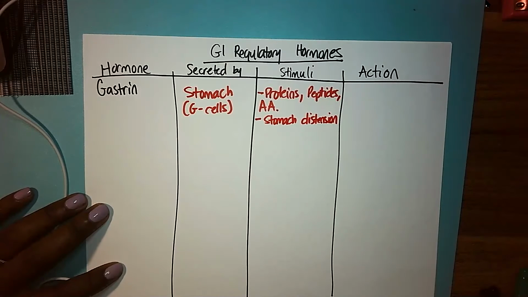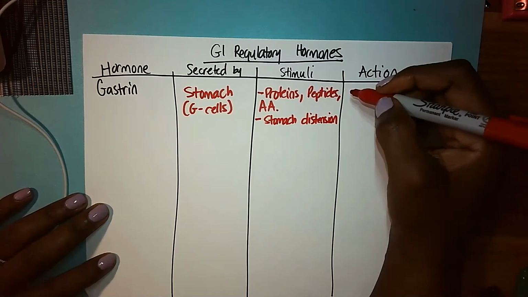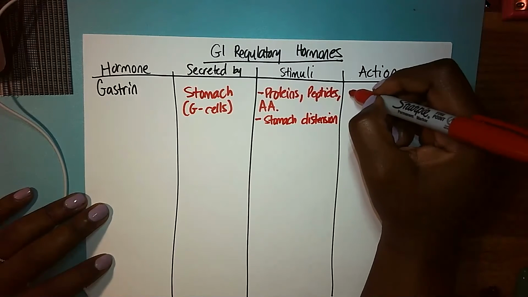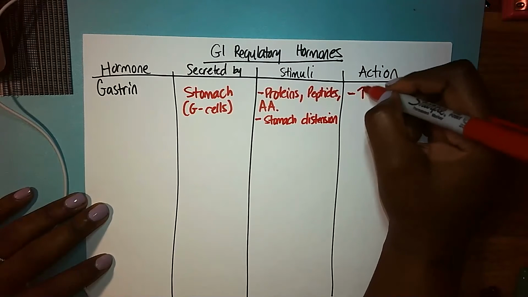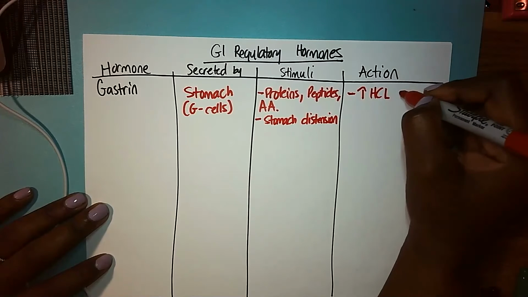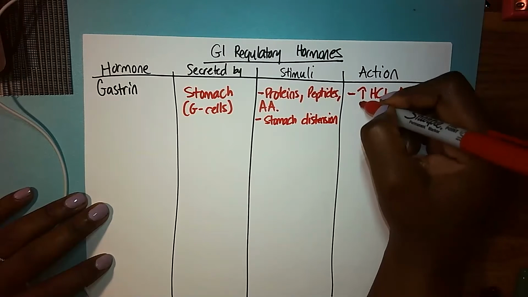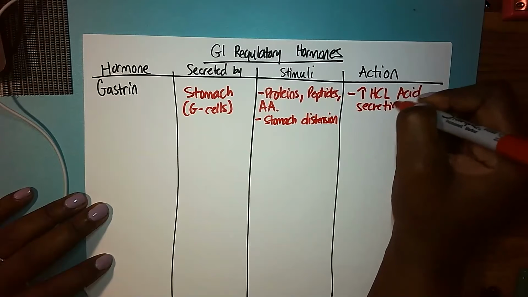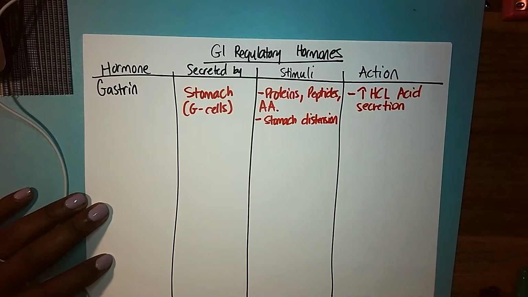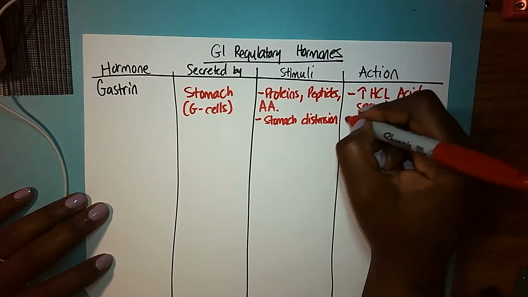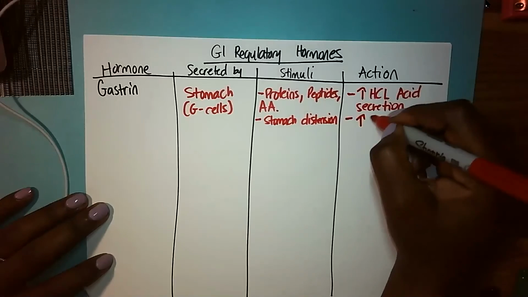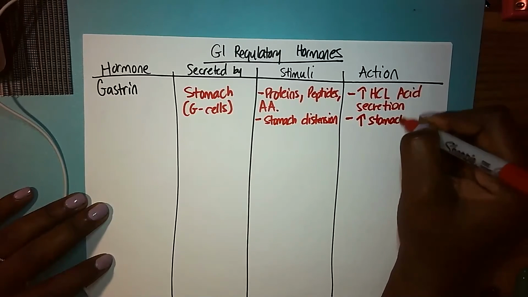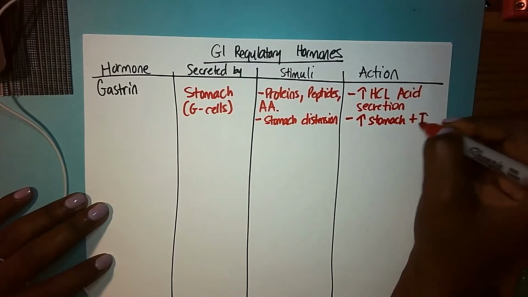The action of gastrin is going to be hand in hand with stomach secretion and stomach motility. So we're going to have increased hydrochloric acid secretion, and we're going to have motility of two areas. We're going to have increased stomach motility and ileum motility.